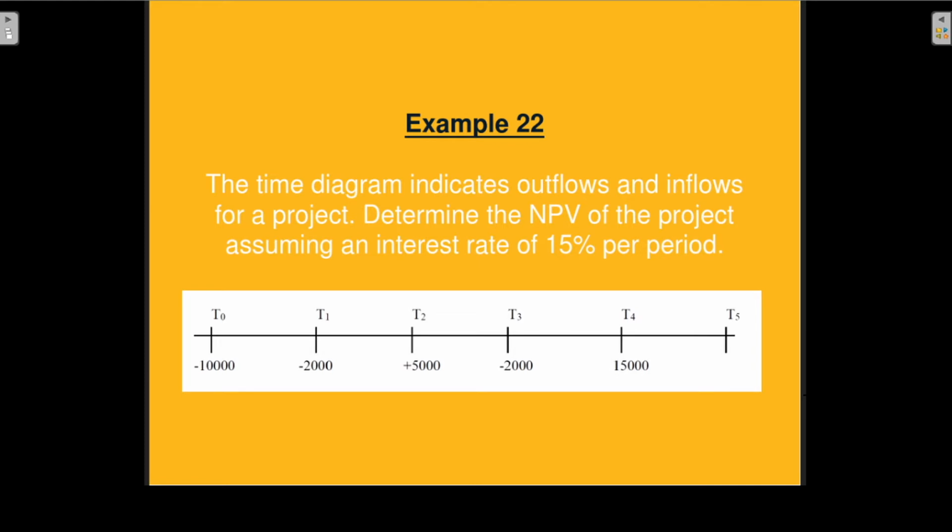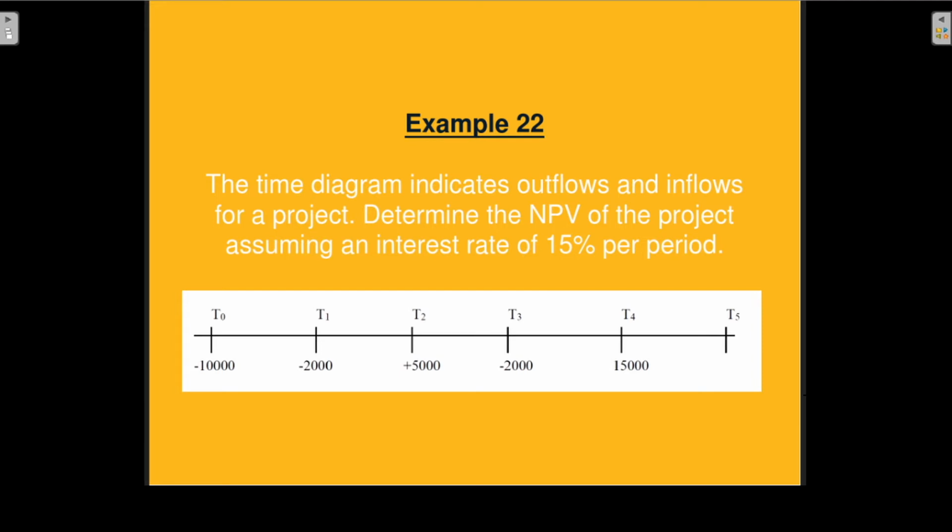So this time diagram indicates the outflows and the inflows for a project. And we want to determine the net present value of the project, assuming an interest rate of 15% per period. So here you can see that the periods between cash flows are the same. So it's at time T1, T2, T3, T4. It can either be months or years or whatever. Let's assume for this example that the time periods are years. So the interest rate will then also be 15% per year.